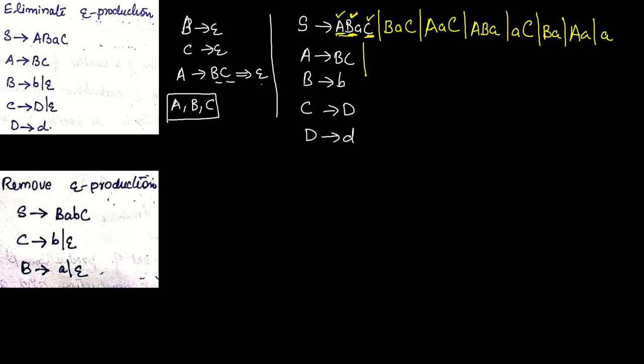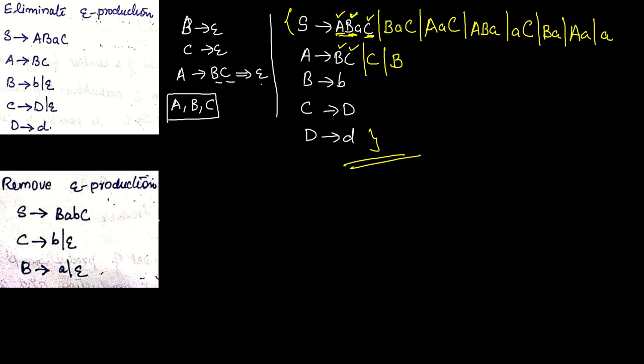That is over. Now here also we have B and C. So substitute epsilon for B, we will get C. Then substitute epsilon for C, we will get B. Then there is no more B or C or A here. So this is the answer after removing epsilon production. These many substitutions we wanted to do. Then see the next example.